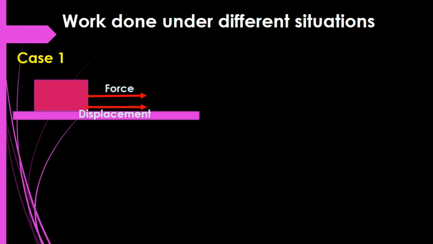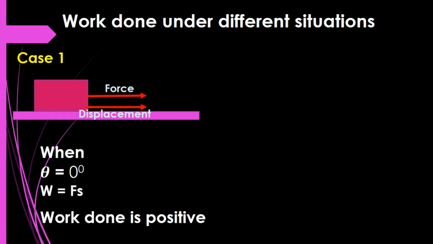In a case, if an object is pulled along horizontally, the force applied and displacement are in the same direction. In such a case, the angle theta is 0 degree. When theta is 0 degree, the work done is equal to force times displacement. The value of cos 0 is 1. Or we can say that the work done is positive in this case.